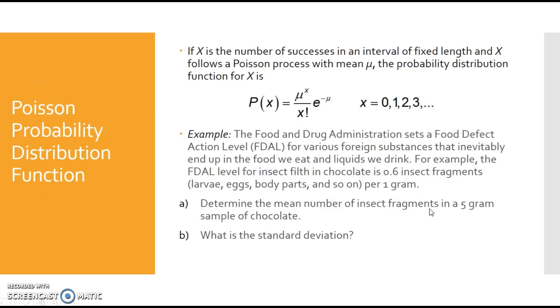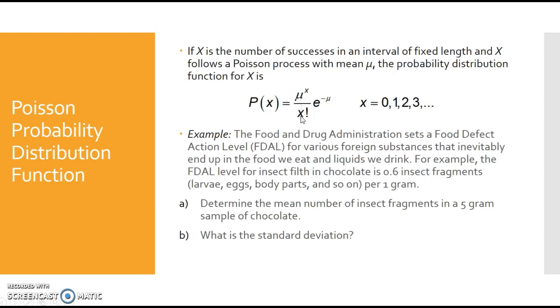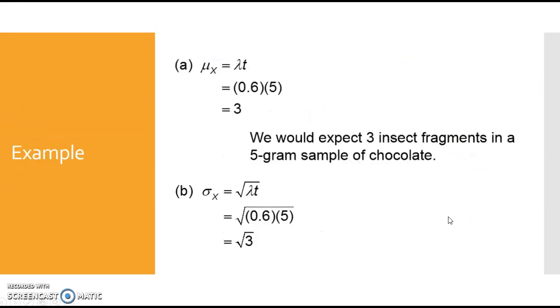So if we look at the distribution function differently in terms of the mean, what we're really getting is mu raised to the x, because remember in our formula here it was lambda t, which is the same as mu. So we can fill that in, over x factorial times e to the negative mu. So we can take that same example and work through it a little bit more. And we want to find the mean number of insect fragments in a 5-gram sample of chocolate.